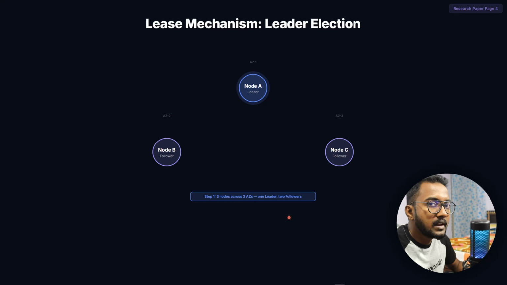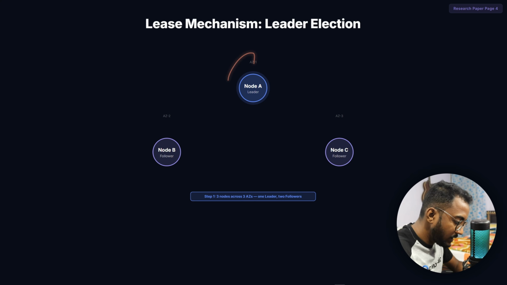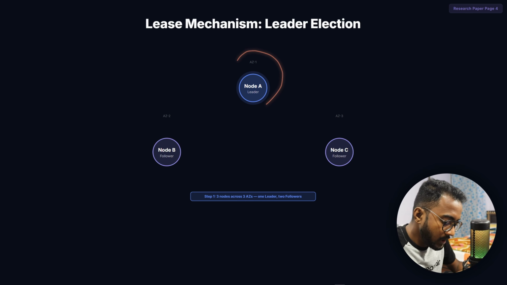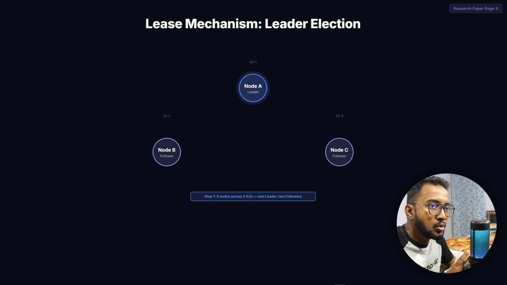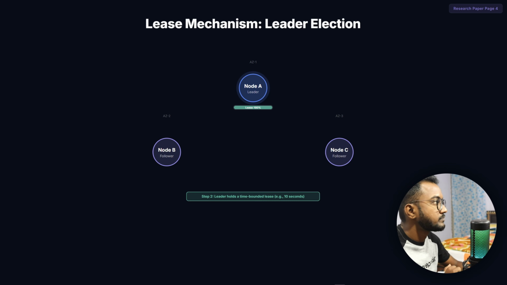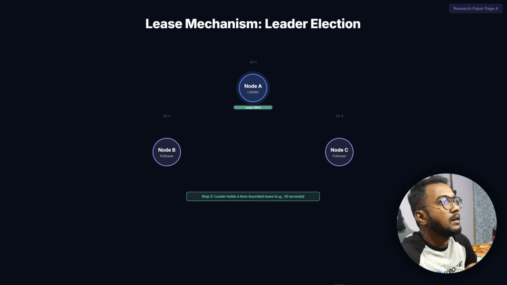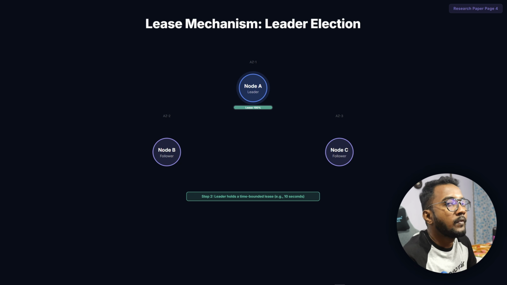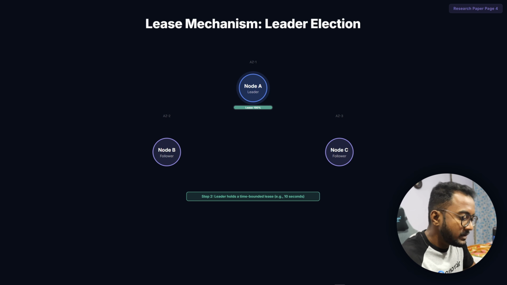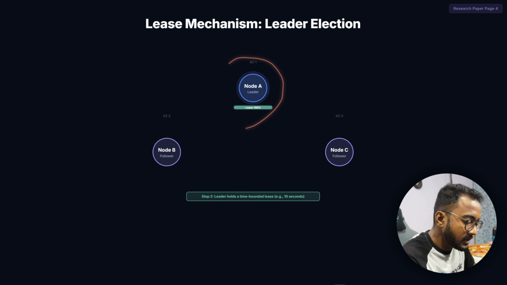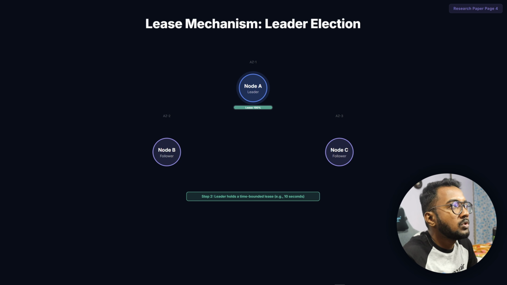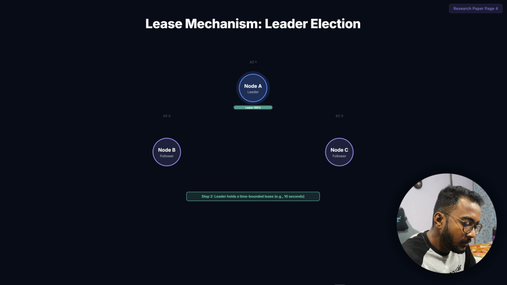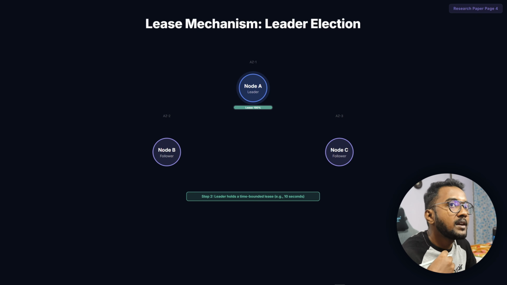Let's deep dive into how node A, the leader, will hold the leadership and ensure that there are no two writers at the same point of time. Leadership is not a forever title, right? Once node A has been confirmed as the leader, a replica can remain leader only while it renews a time-bounded lease.